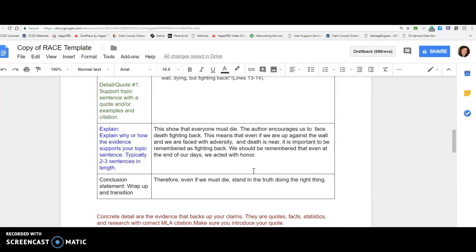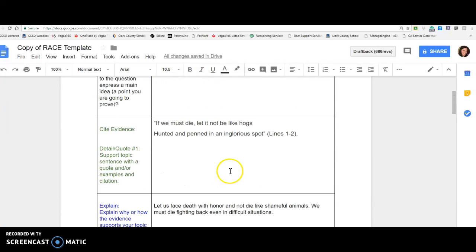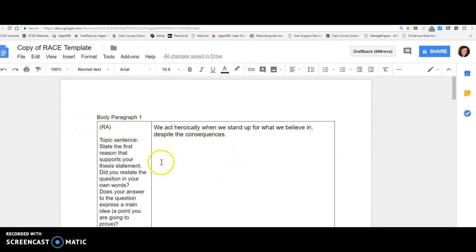This is just your rough draft. So you're just plugging in information on the first body paragraph template.